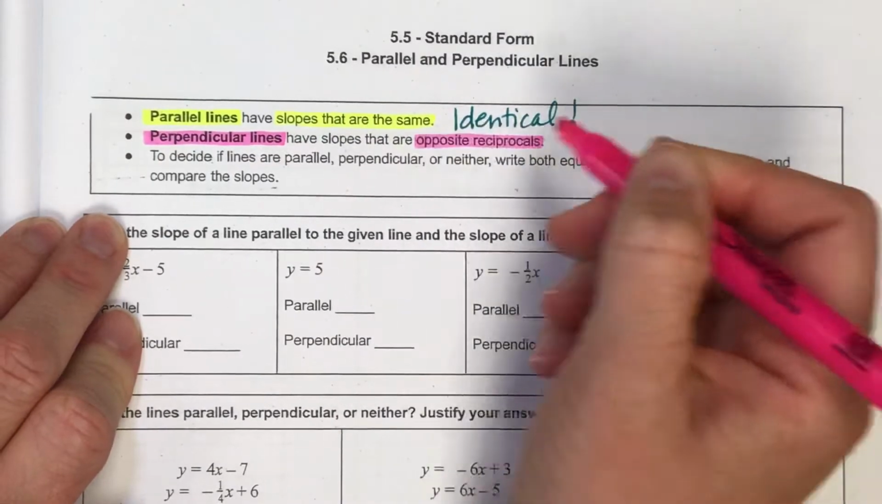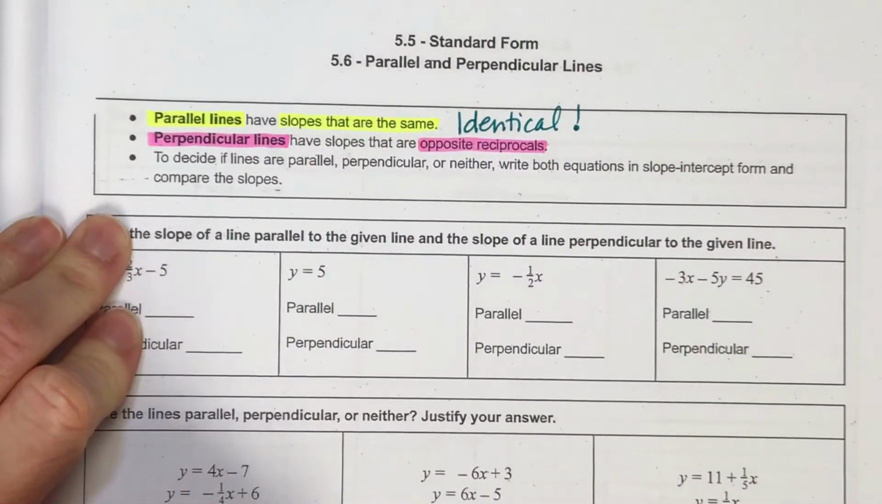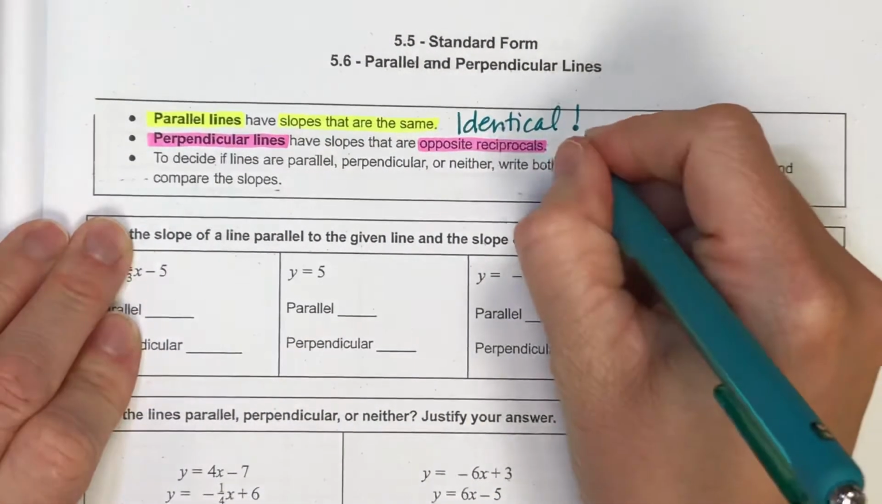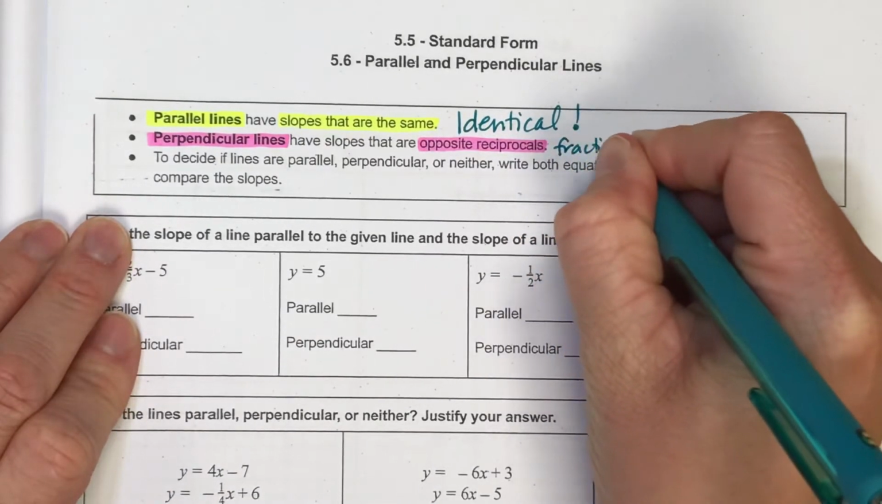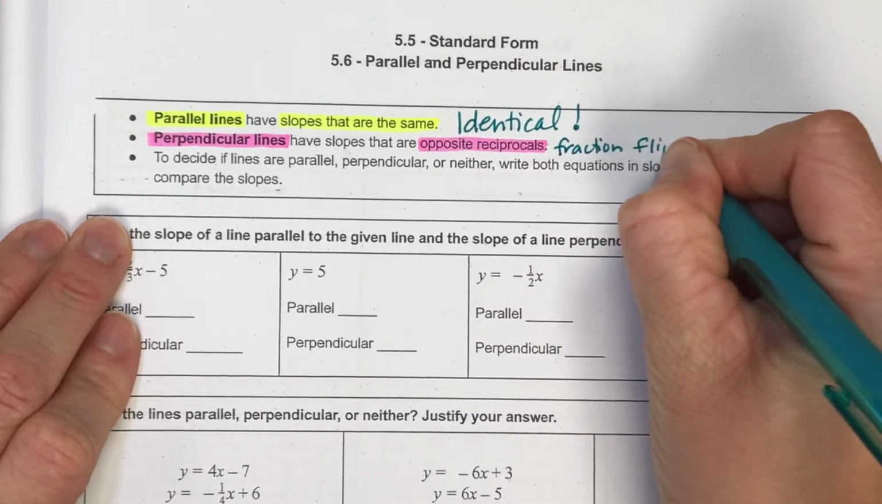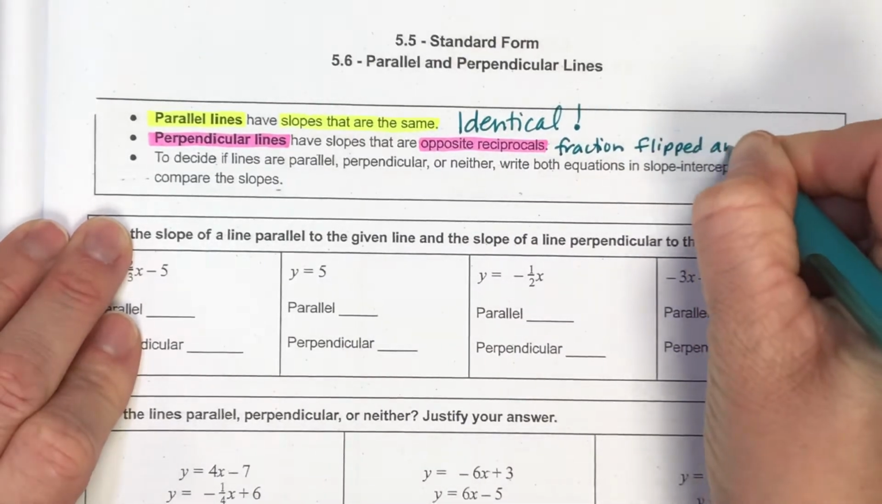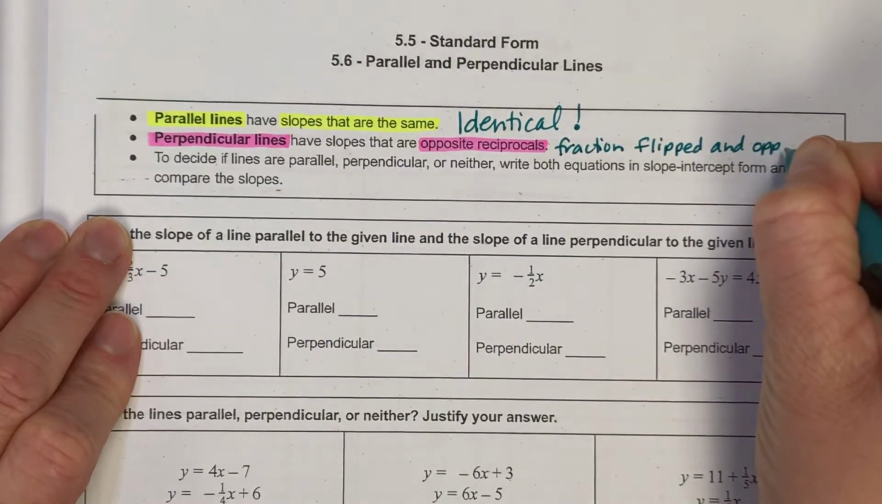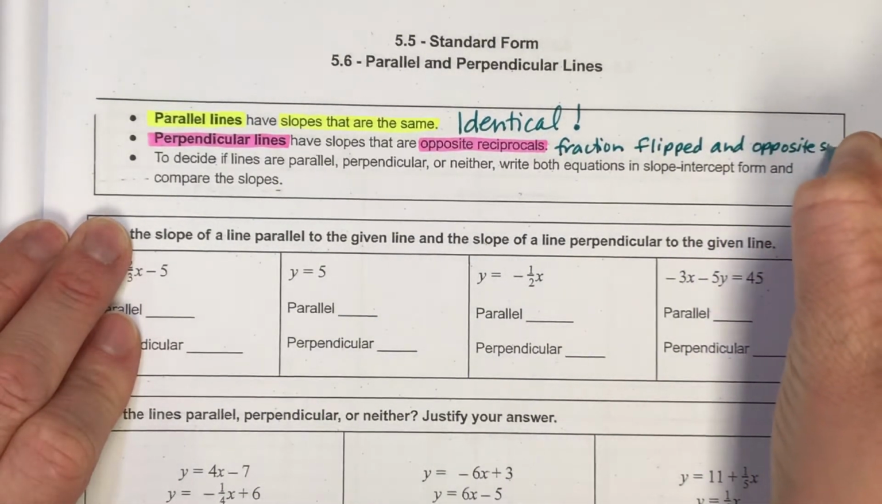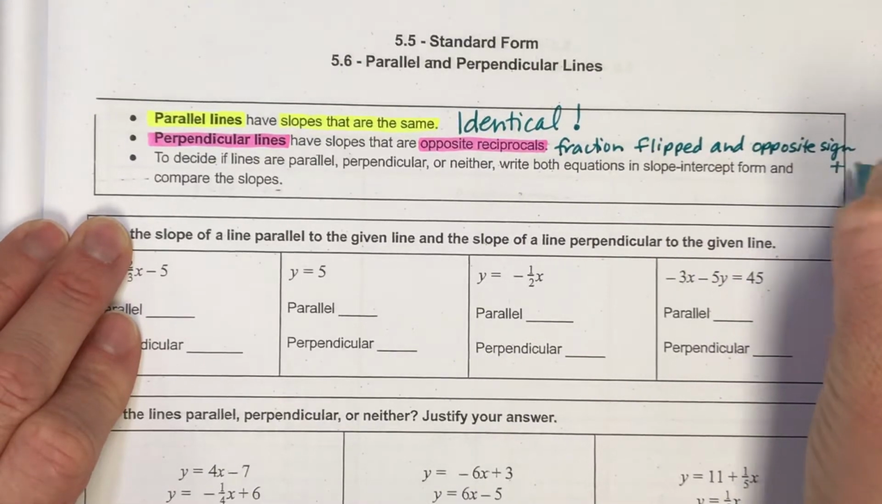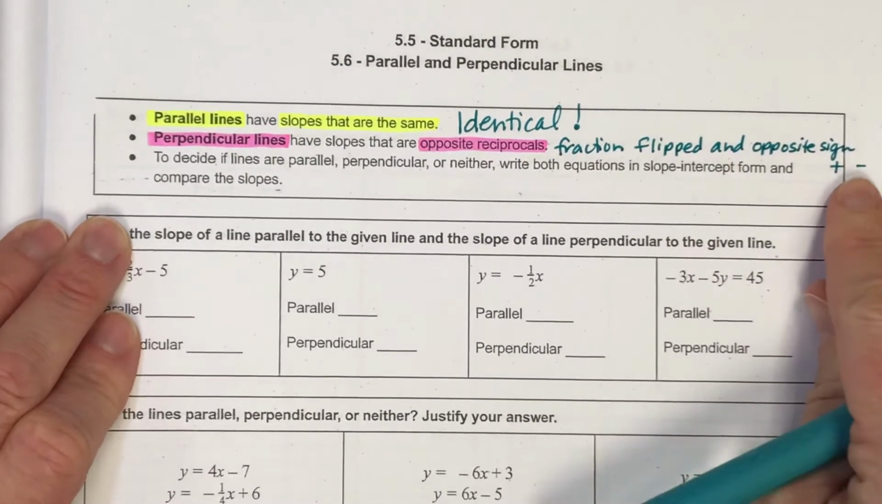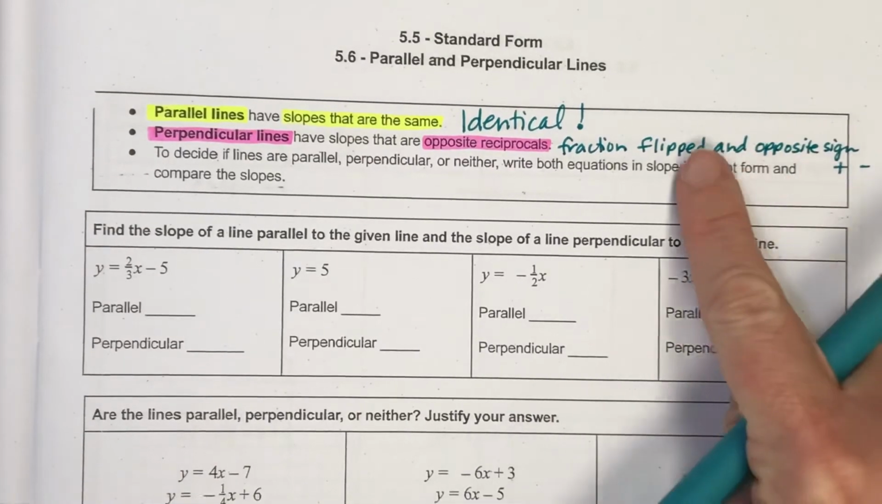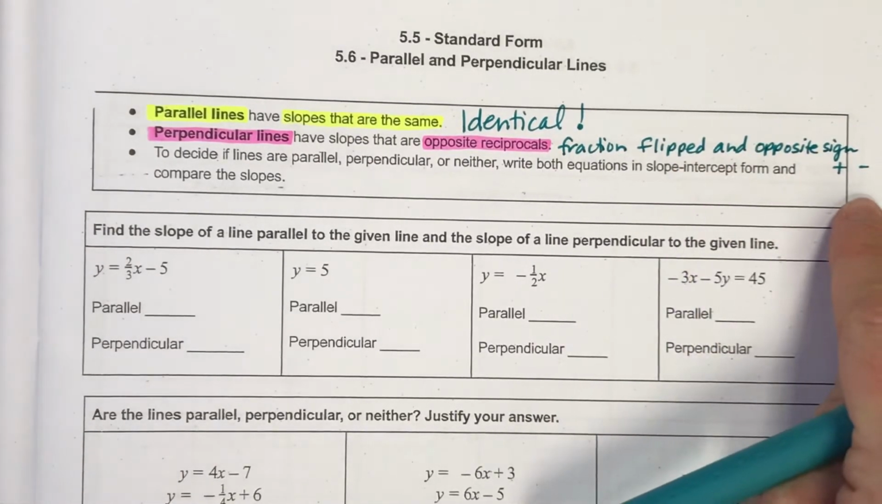And then perpendicular lines have slopes that are called opposite reciprocal slopes. I want to give you an example of what opposite reciprocal would mean. It means that your fraction would be flipped upside down and opposite sign. So one of them would be a positive slope and the other has to be a negative slope. So you have to have flipped fractions and opposite signs.